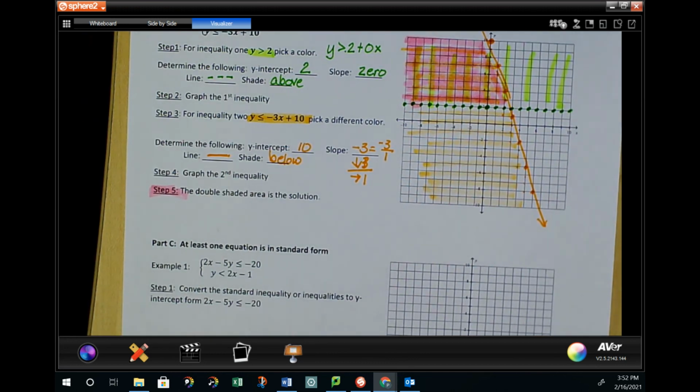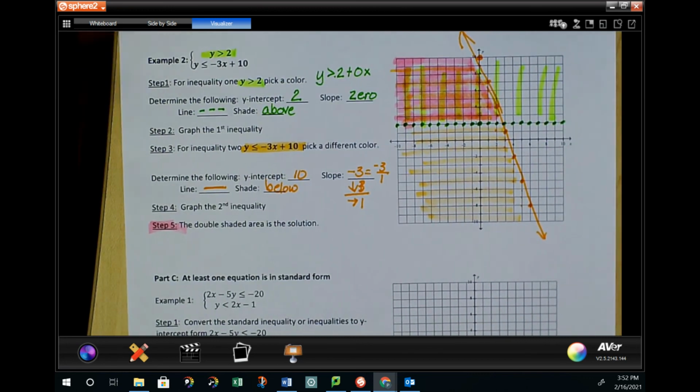All right, and then that's for that first part. So this is when these are y equals equations. So your first part of your equation is when they're going to be y equals, or they're going to be those special cases where you have the horizontal or vertical lines. So both of them are going to be in y-intercept form, or one of them's the horizontal or vertical line, or both.